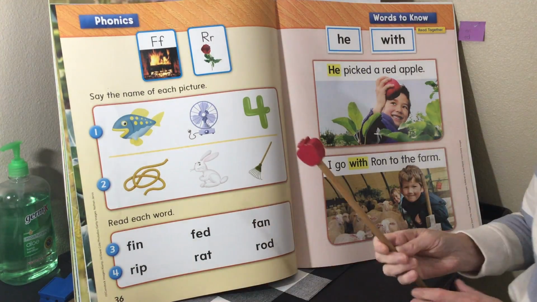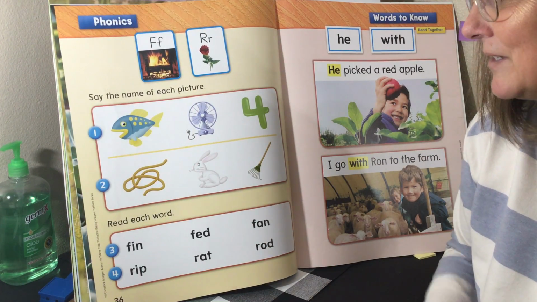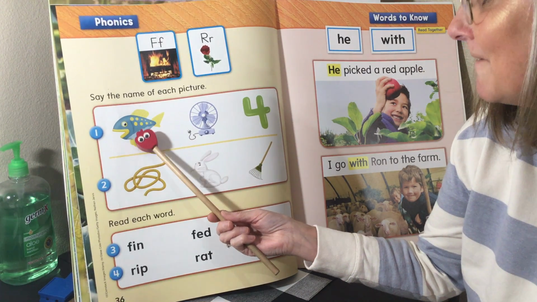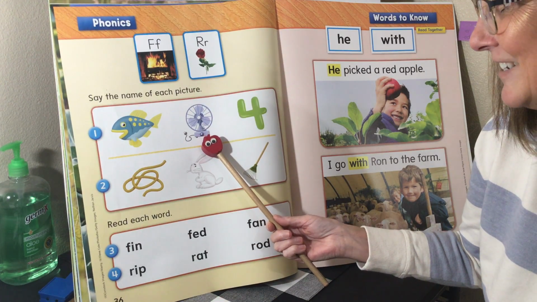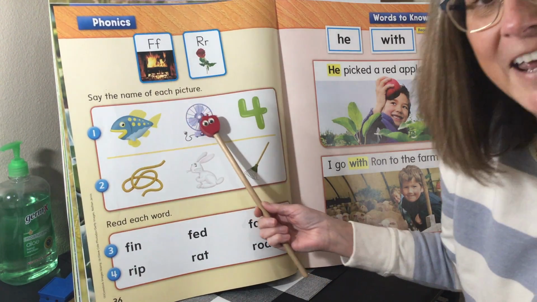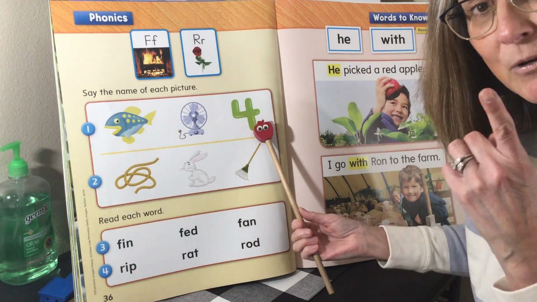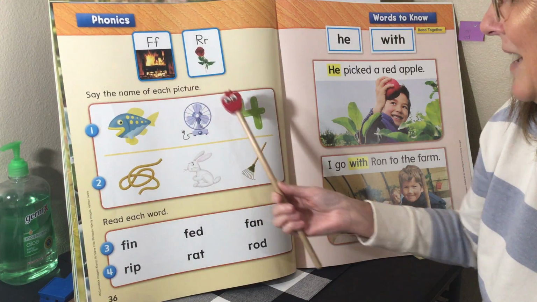Okay, so now we're gonna look and see which of these starts with one of these letters. So fish. What's the first sound in fish? So that goes here. And then we have fan. What's the first sound in fan? And this is the number, can you say it with me? 4. And we know 4 starts with F.